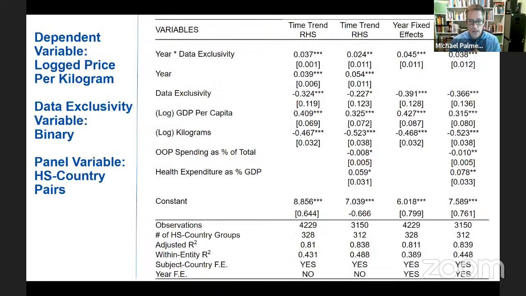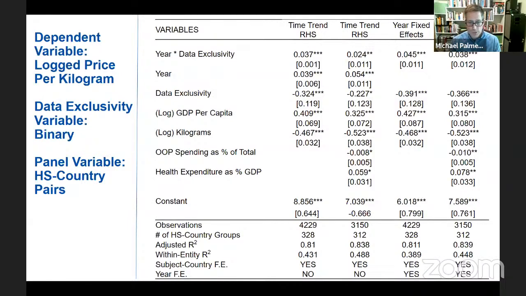But to test the size and significance of this relationship between data exclusivity and the growth of import prices, I do a series of panel regressions. Regressions are set up with HS class country pairs as the panels. The dependent variable is the logged price per kilogram. So the table shows how each of the separate independent variables is associated with price changes in price per kilogram.